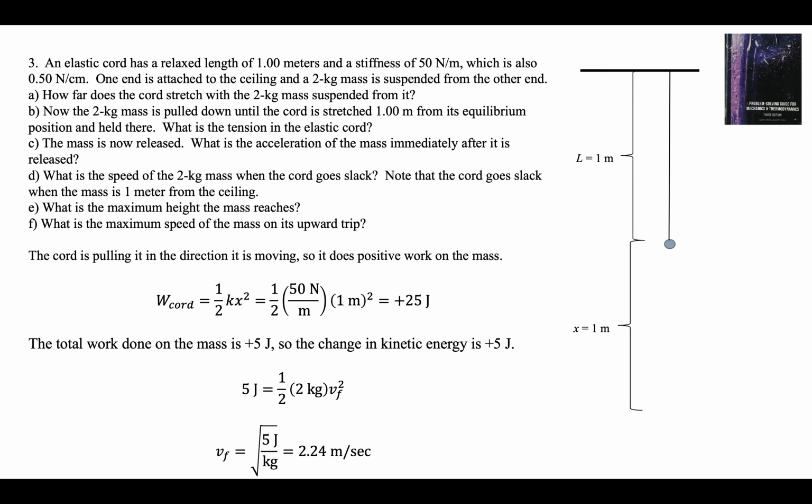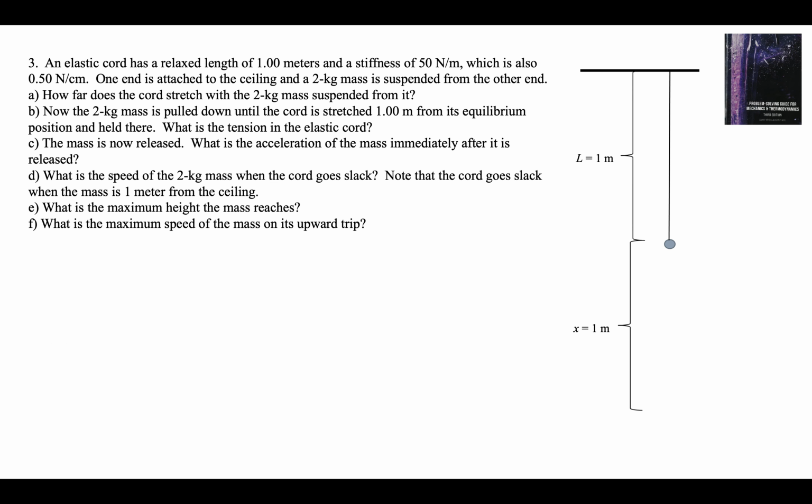So the cord is no longer in play, it's slack. The mass is moving upwards at a speed of 2.24 meters per second, and we have to get the maximum height. So let's put that on the diagram. H max, it's moving 2.24 meters per second upwards. How high does it go?